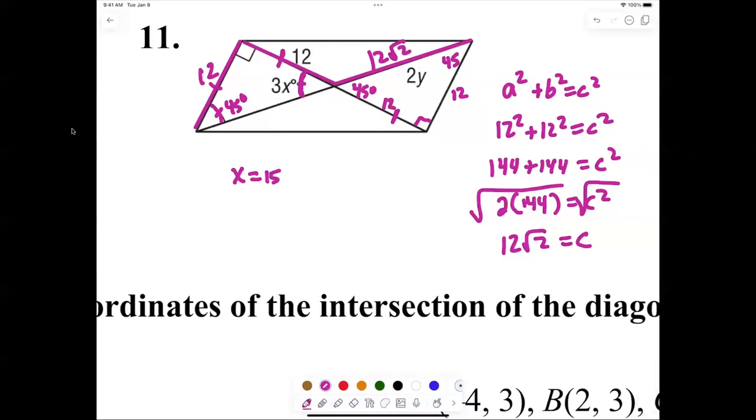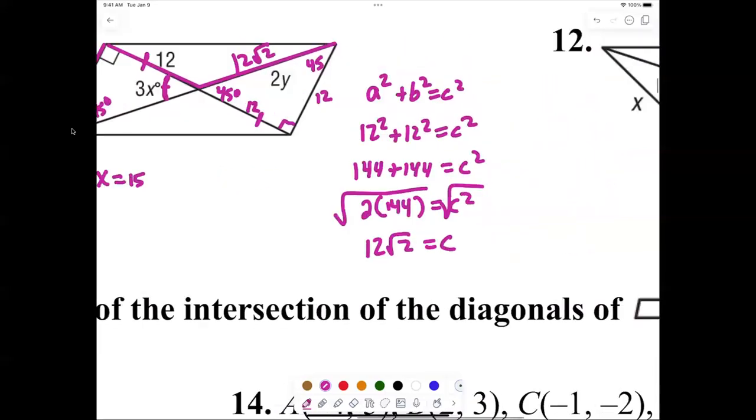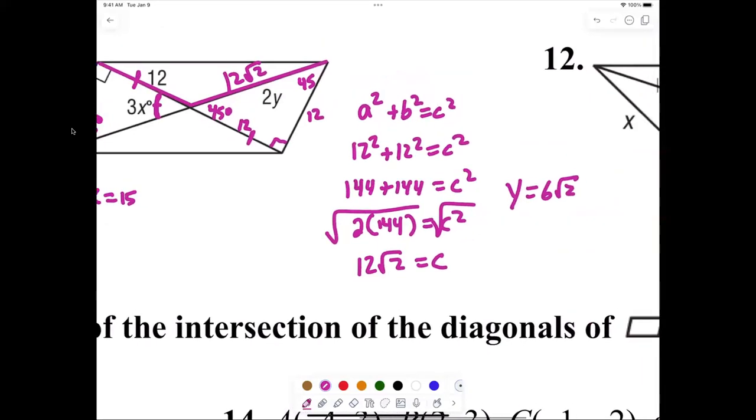Why did we put the two? Do you agree with that? Okay, what? Yeah, so y is 6 radical 2, right? How did you get 12 radical 2? I took the square root of 144. So that's 12 radical 2.